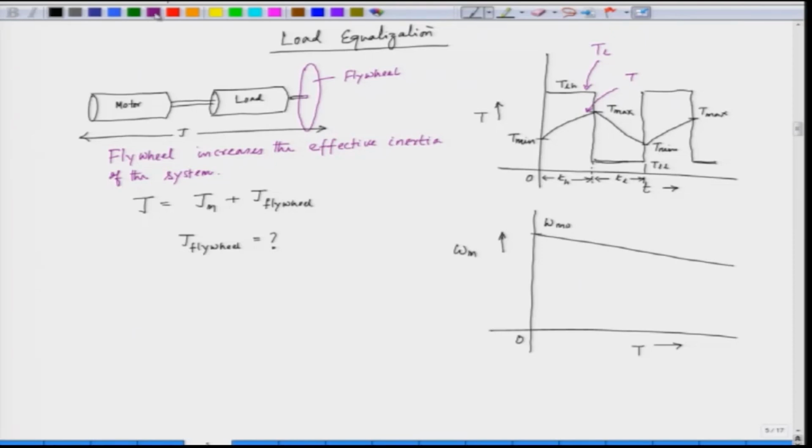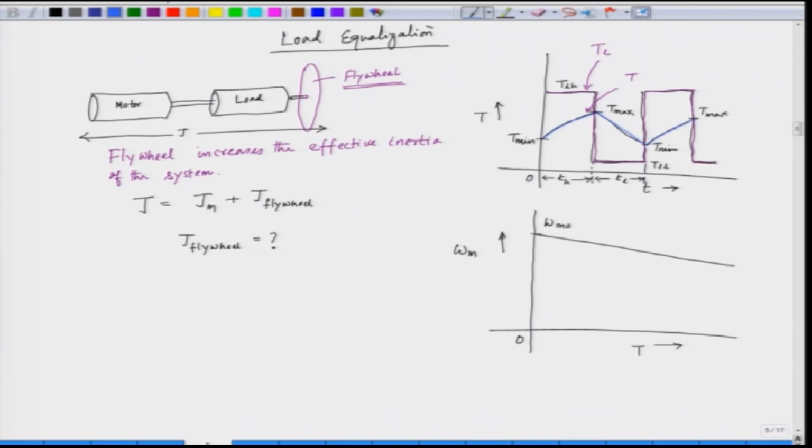Now, in this case, we have connected a flywheel to the motor and load combination. This is the flywheel, and the load torque changes in a rectangular fashion. It is a pulsating load torque, and what we want here is that the motor torque should change between a minimum value and a maximum value, between T minimum and T maximum.